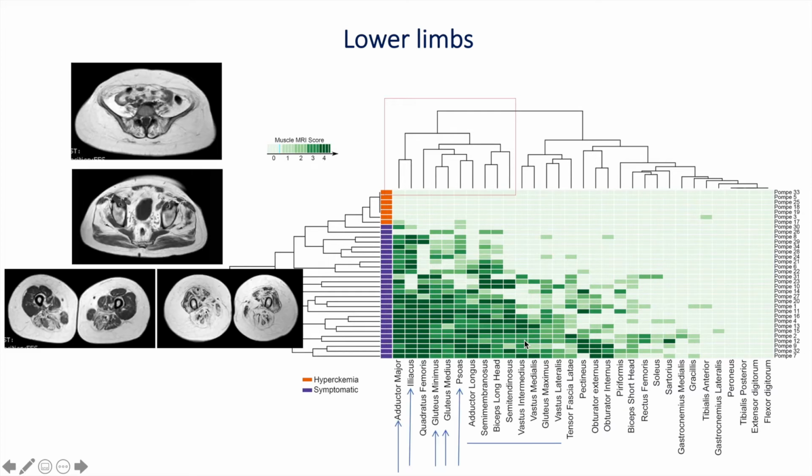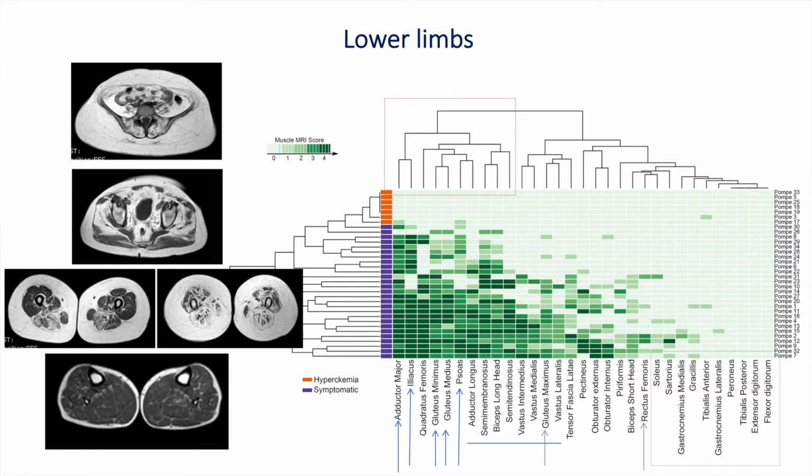When we move to the lower limbs, we also identify a group of muscles that were more affected than the others, and these muscles were the psoas, the glutei muscle here, the posterior muscles of the thighs, and later on in the progression of the disease, the quadriceps. And interestingly, we also identify some muscles that were not affected, and these muscles were the muscles of the legs.